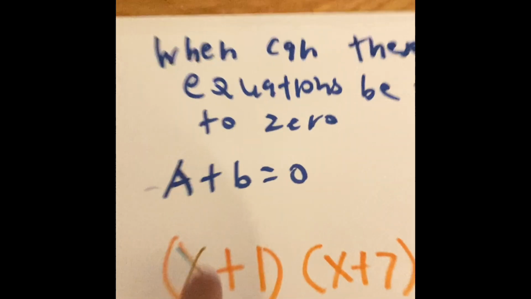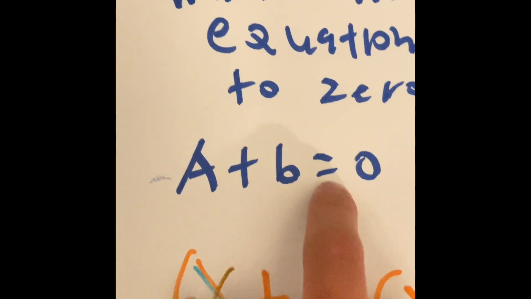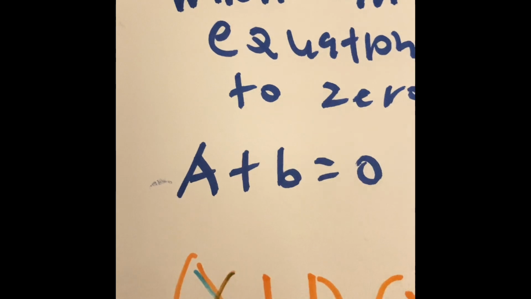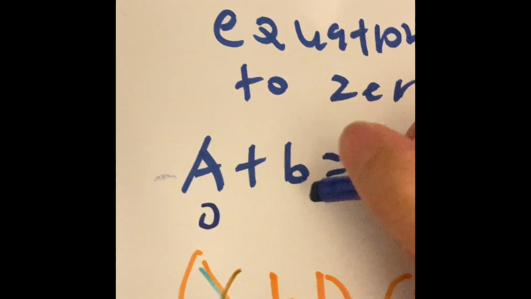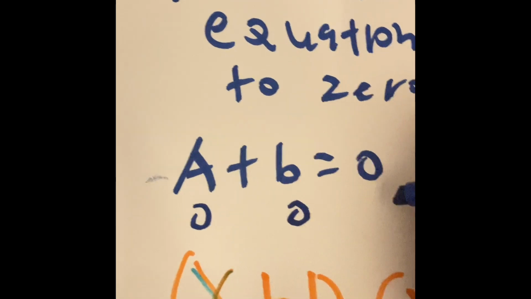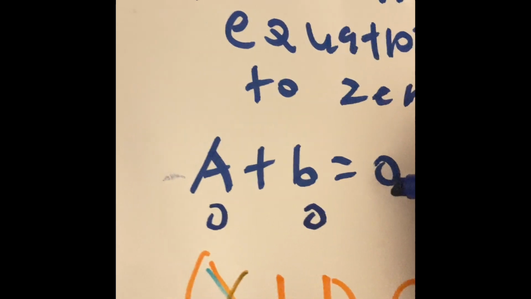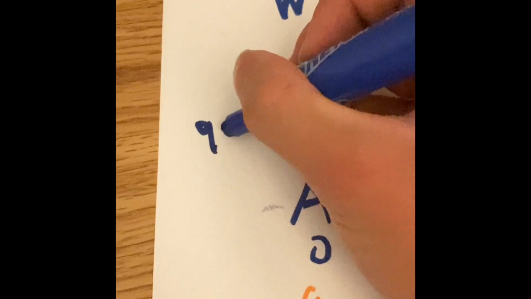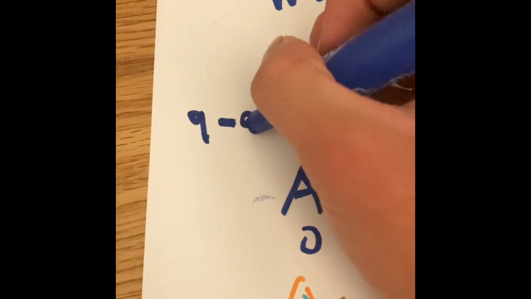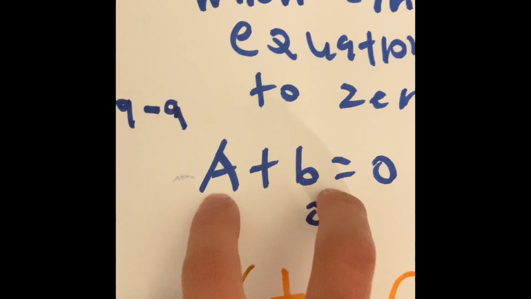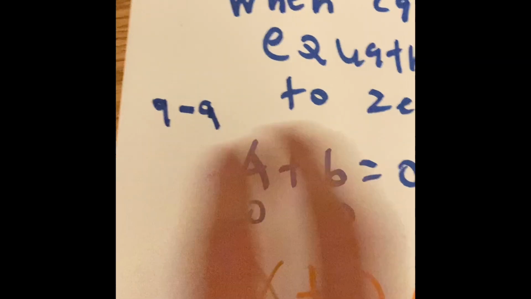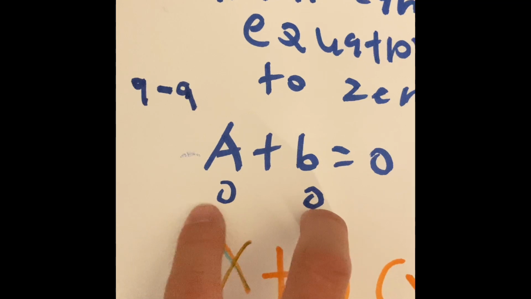Well, with the first problem, a plus b equals 0, what we could do is write 0 and 0 representing a and b. Or we can say 9 minus 9 is going to equal 0. So a and b could be opposites, positive and negative, or 0 and 0.